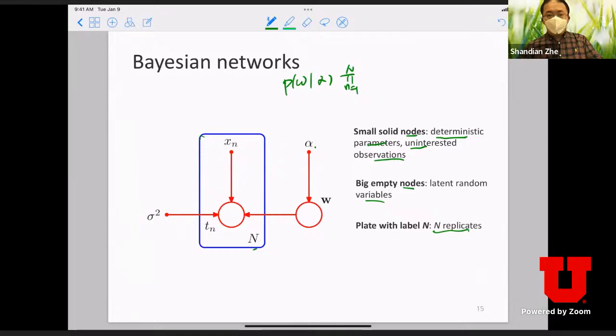And inside each plate, to instantiate each component, we just look at this condition W because its parent is W, and the random variable is Tn, given W, and also given Xn, the second parent, and also determined by a third parameter. It's actually some fixed constant as well. Any question? This is really straightforward. I just want to avoid any confusion about notations.